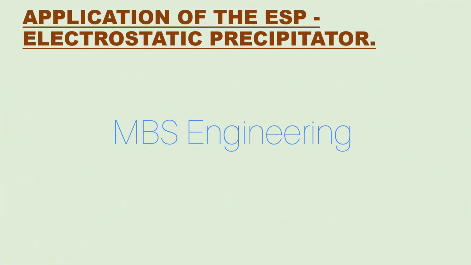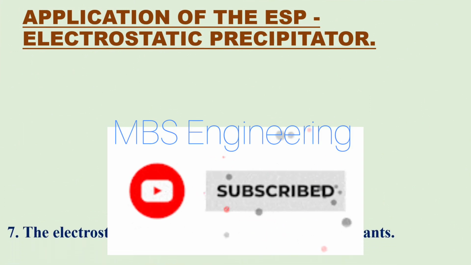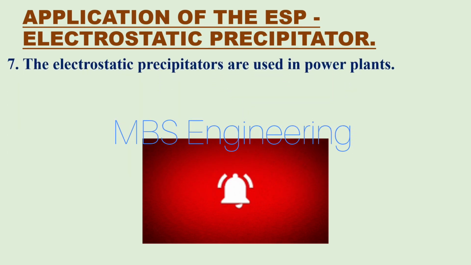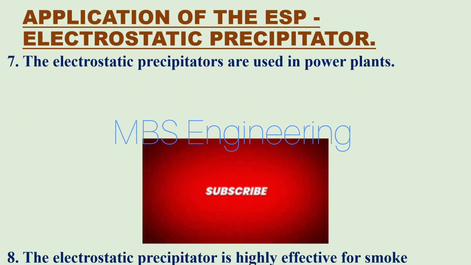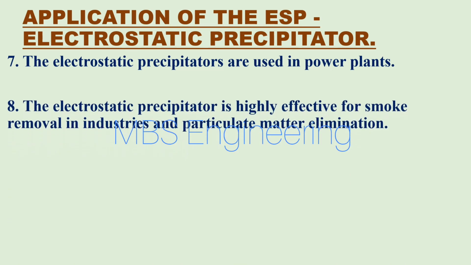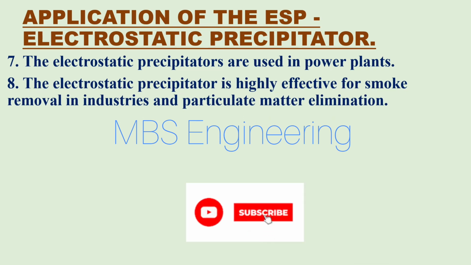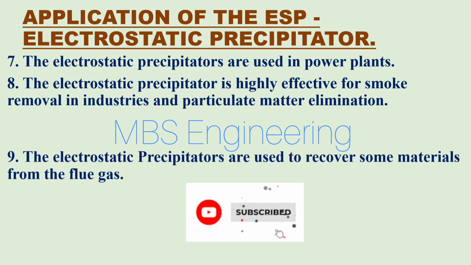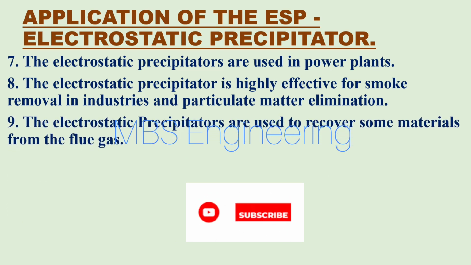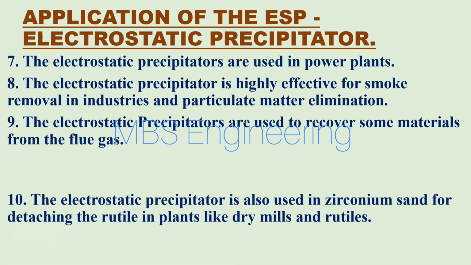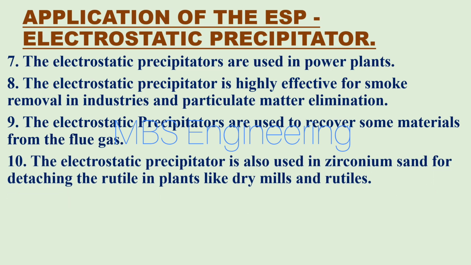Next, we are going to understand the application of the electrostatic precipitator, ESP. We will discuss the detailed application of the electrostatic precipitator ESP given below. Next, the seventh application is that electrostatic precipitators are used in power plants. Next, the eighth application is that the electrostatic precipitator is highly effective for smoke removal in industries and particulate matter elimination. Next, the ninth application is that electrostatic precipitators are used to recover some materials from the flue gas.